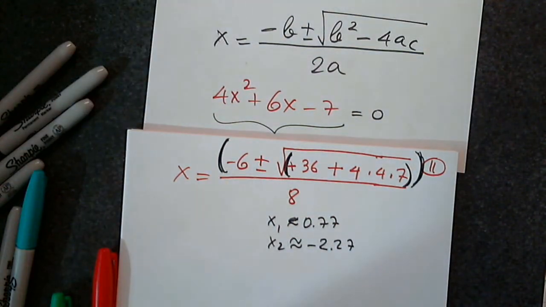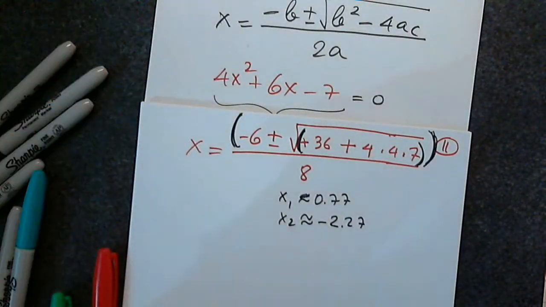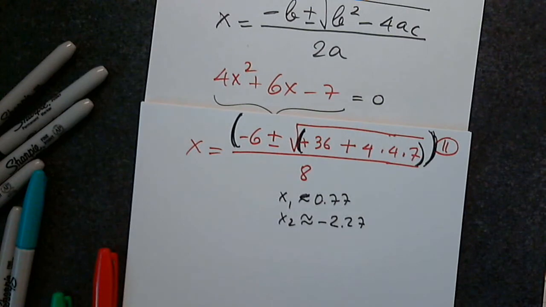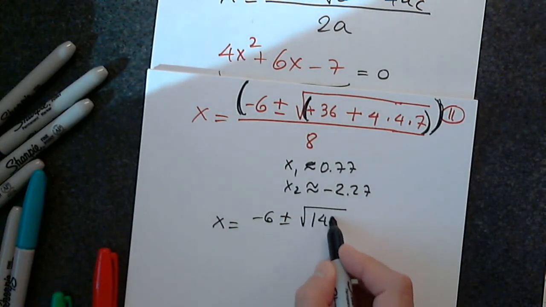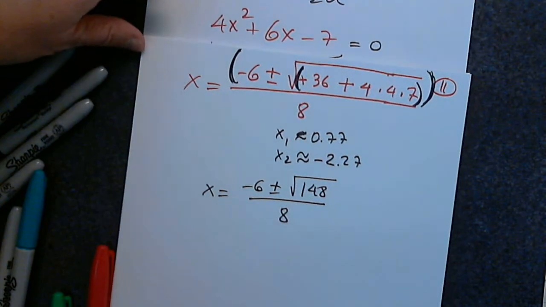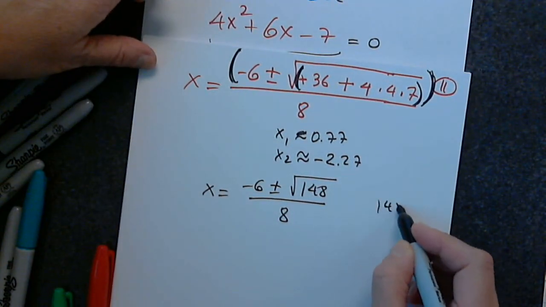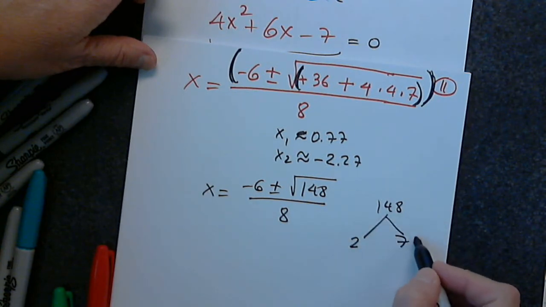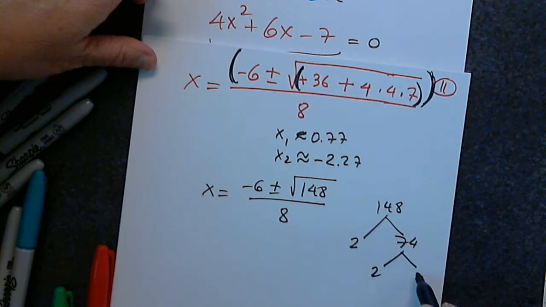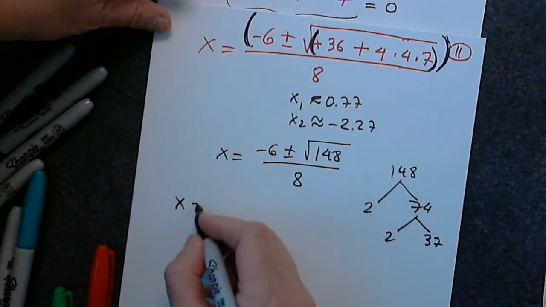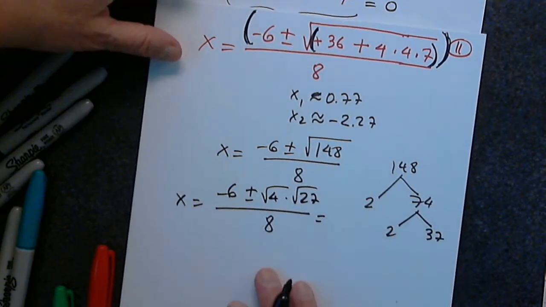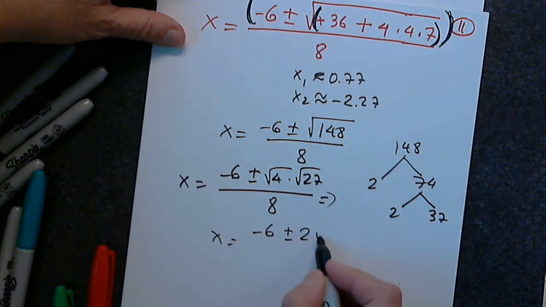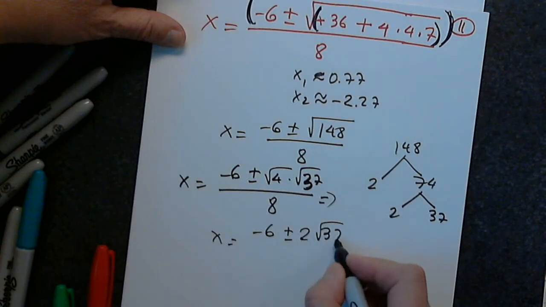But now let's say that the problem is asking us to determine the exact solutions. In that case, I only need to multiply and add: 36 plus 16 times 7, and I got 148. So the exact solution is -6 plus or minus the square root of 148 divided by 8. I have to simplify the square root of 148. 148 is an even number, so it's divisible by 2, so then I get 74. 74 is divisible by 2, so I get 37, so I have to stop. So then x equals -6 plus or minus, this is 4, the square root of 4 is 2, let me write it like that, divided by 8. So from here I have x equals -6 plus or minus 2 square root of 37, divided by 8.